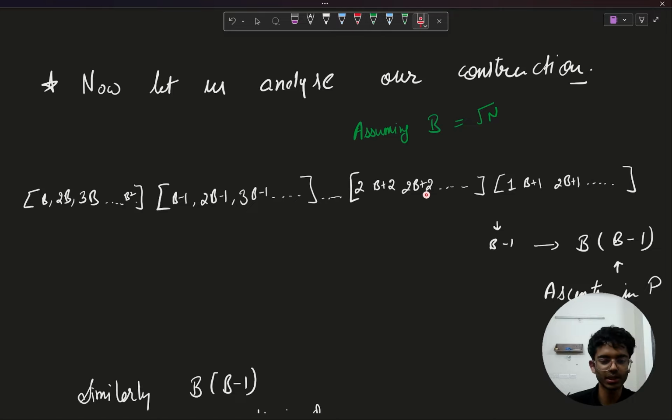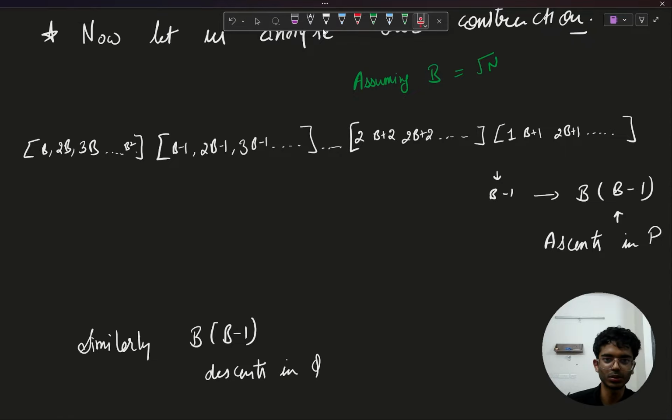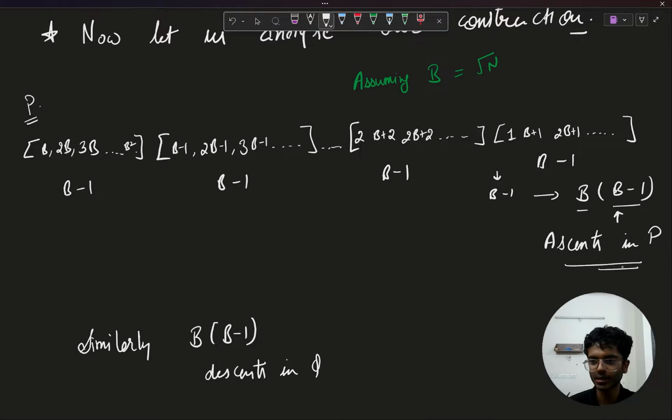Now what is the value that is being created? How many ascents do we have in this permutation P? We have b minus 1 ascents in this part, b minus 1 ascents in this part, b minus 1 ascents in this part, and similarly dot dot dot b minus 1 ascents in this part. And how many such groups are there? b groups, right? So what would be the total number of ascents? It would be b into b minus 1, right? So these would be the number of ascents in the permutation P.